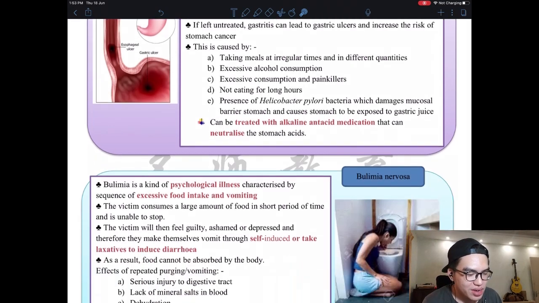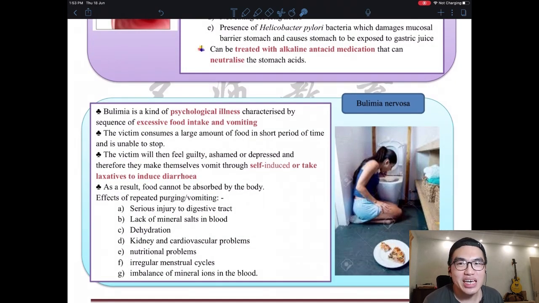Simple. All right, bulimia nervosa. This is a psychological disorder. It's nothing to do with your body. It's more like an in-your-mind thing.